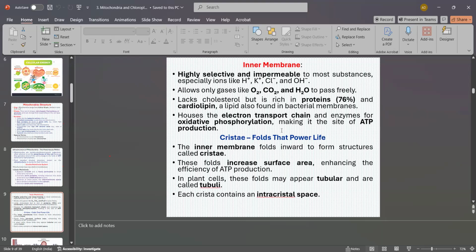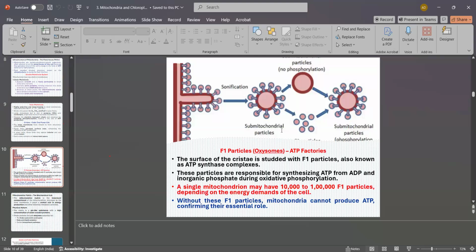In plant cells, these folds may appear tubular and are called tubuli. Each crista contains an intracristal space, which also contains particles and phospholipids. The folds are also called cristae. On the cristae are hair-like, pin-like structures. The surface of the cristae is studded with F1 particles, also known as ATP synthase complexes.